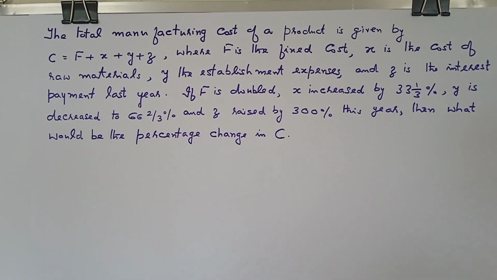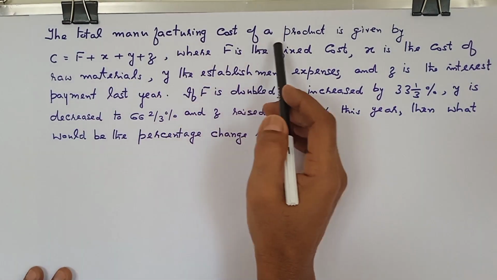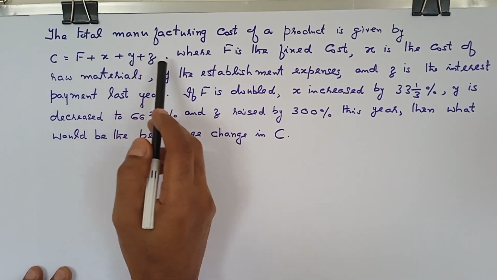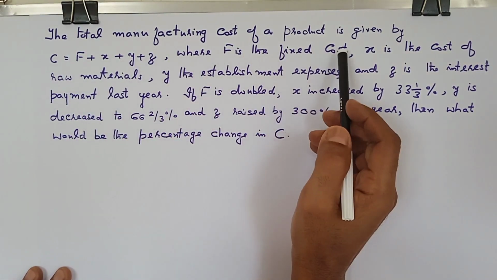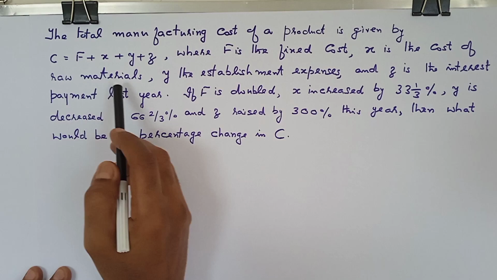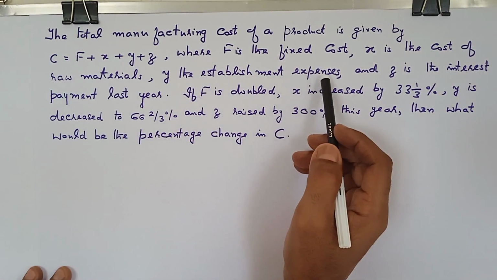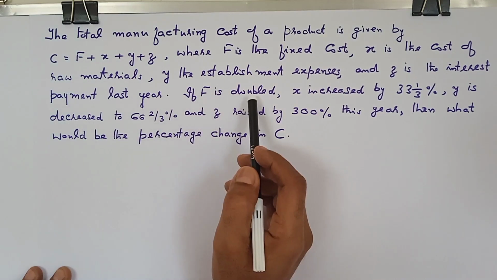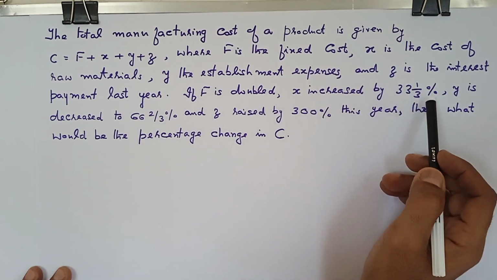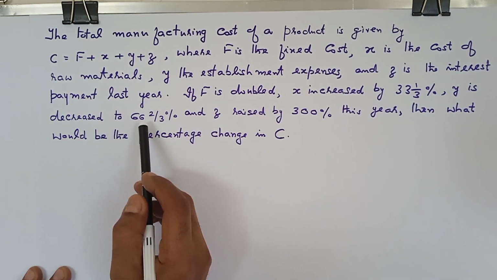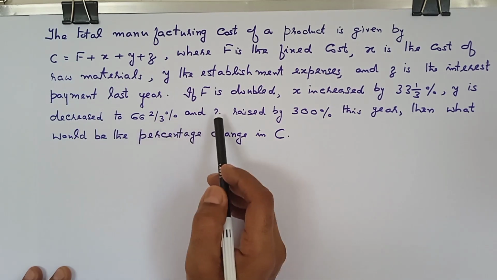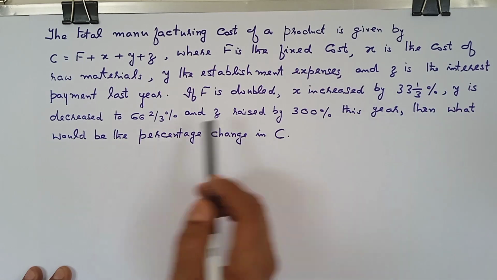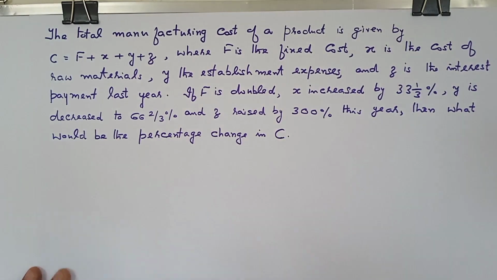The next problem: the total manufacturing cost of a product is given by C equal to F plus X plus Y plus Z, where F is the fixed cost, X is the cost of raw materials, Y the establishment expenses, and Z the interest payment last year. If F is doubled, X increased by 33 and 1 by 3%, Y decreased to 66 and 2 by 3%, and Z raised by 300% this year, then what would be the percentage change in C?